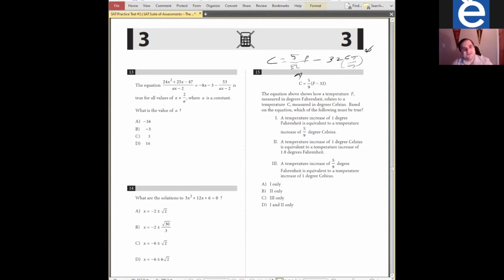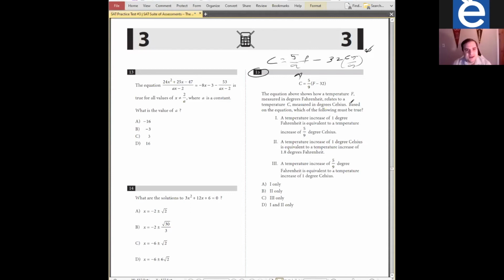Now, what does 5/9 represent? What 5/9 represents is the change in degrees Celsius per 1 degree Fahrenheit. This is actually a hard question for most people. This is one of those ones that if you conceptualize it the way we've been talking about, it really simplifies it, right? So 5/9 is the slope. 5/9 is the change in Celsius per 1 degree Fahrenheit, right?